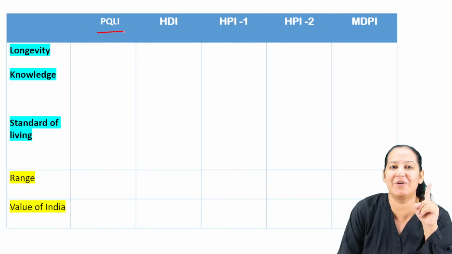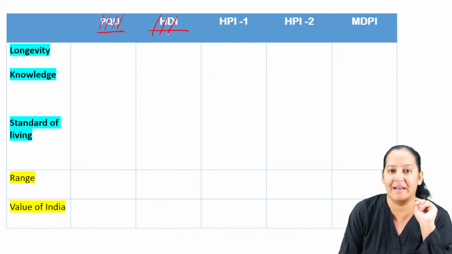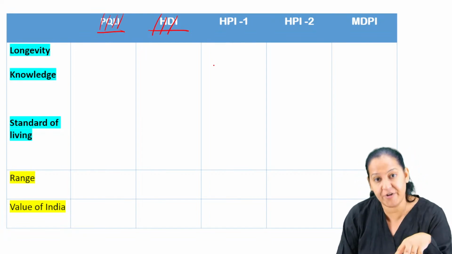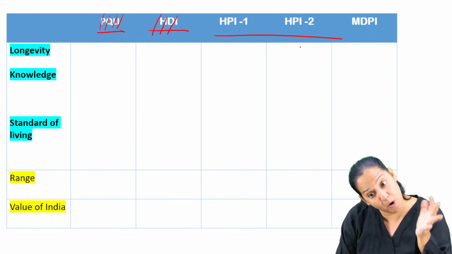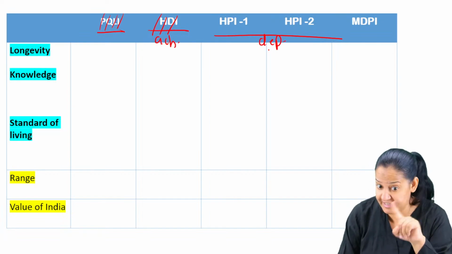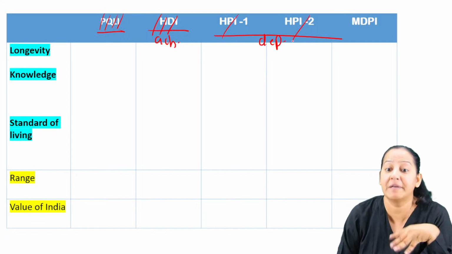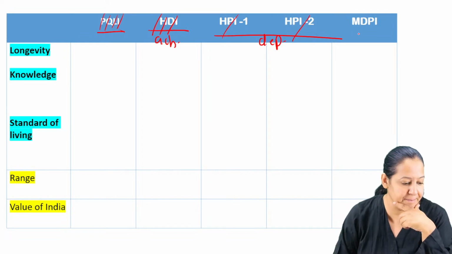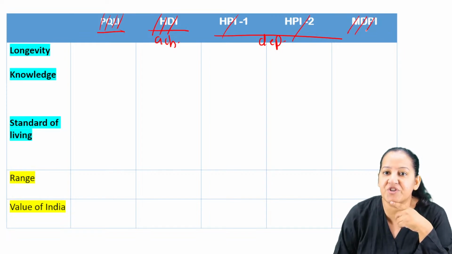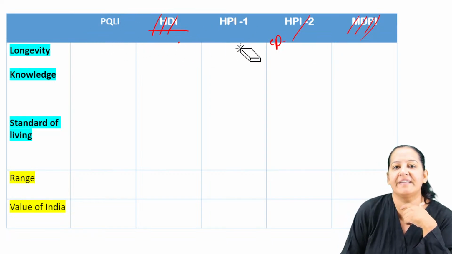The first one is PQLI, Physical Quality of Life Index. The second is HDI, Human Development Index. The opposite or complementary of HDI is HPI, Human Poverty Index. HDI is an indicator of achievement and HPI is an indication of deprivation, which is of two types: type 1 is for developing countries and type 2 is for developed countries. And the last one is MDPI, Multi-dimensional Poverty Index. Got it? We will start writing in each of them.